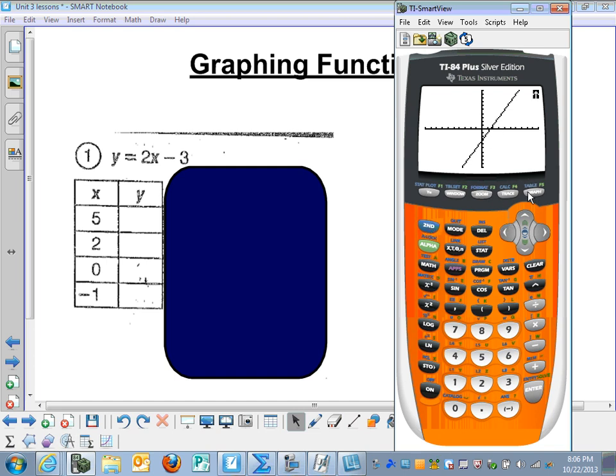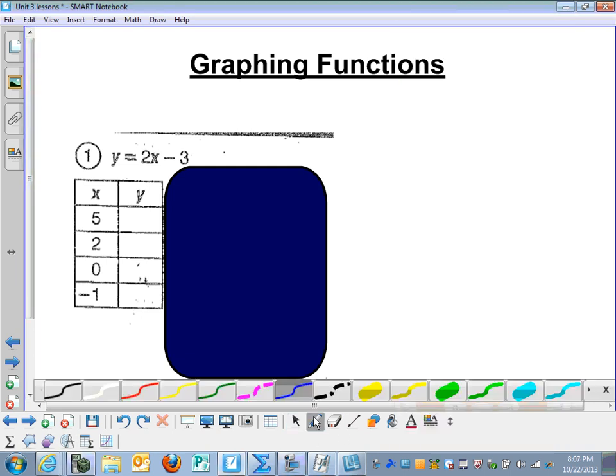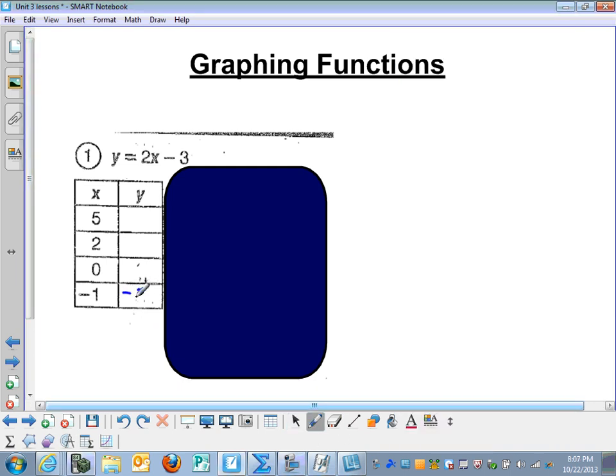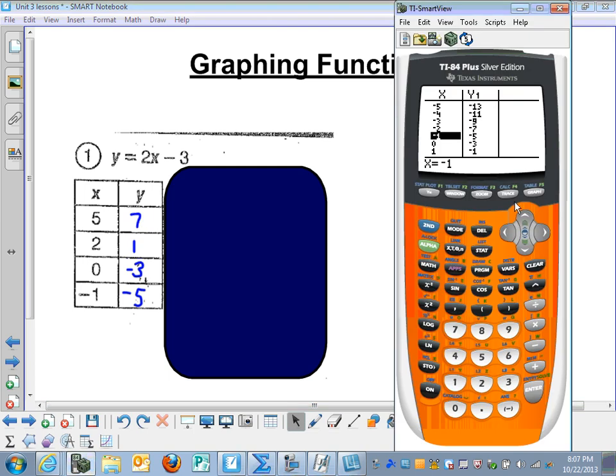Alright, so now let's pull the points off the table. Second table, we have 5. We have a negative 1, here's a negative 1. The corresponding number is negative 5, which we know. 0 is going to be negative 3, 2 is going to be 1, and this should be 7. So I went ahead and did some mental math here, make this go a little quicker. So the negative 1 is negative 5, 0 is negative 3, 2 is 1, and 5 is 7.